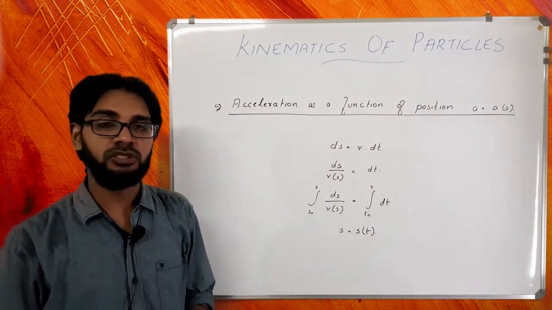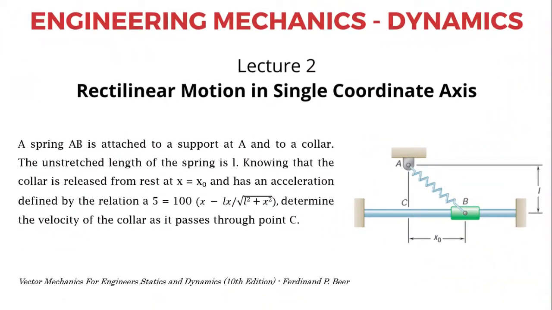Now let's do a problem based on this. The problem: a spring AB is attached to a support at A and to a collar. The unstretched length of the spring is L. Knowing that the collar is released from rest at x equals x0 and has an acceleration defined by the relation a equals minus 100 into (x minus Lx divided by root of L square plus x square), determine the velocity of the collar as it passes through the point C. Now this question is from Vector Mechanics by Ferdinand P. Beer.